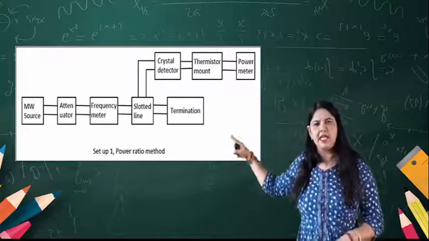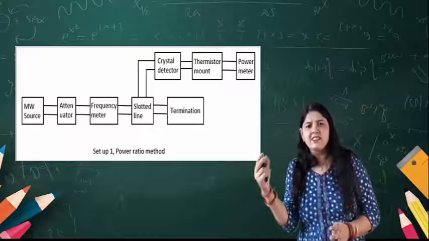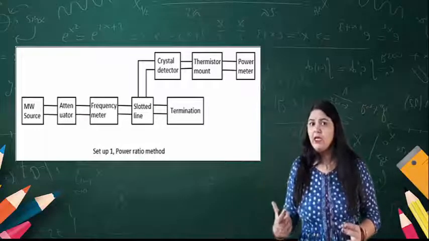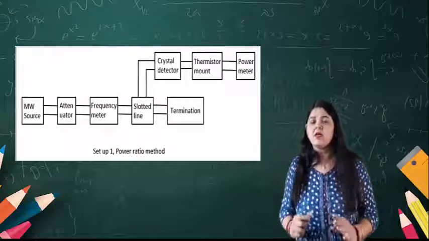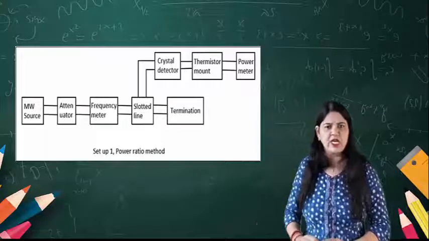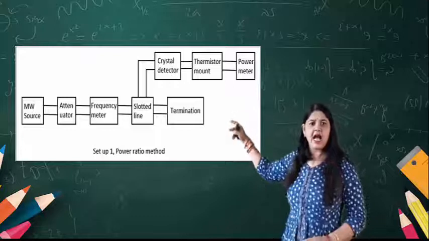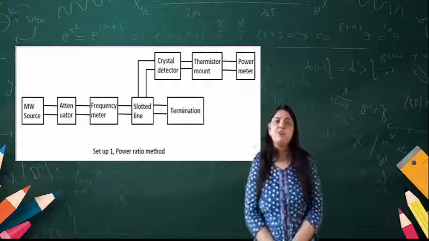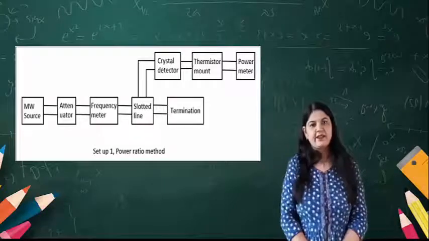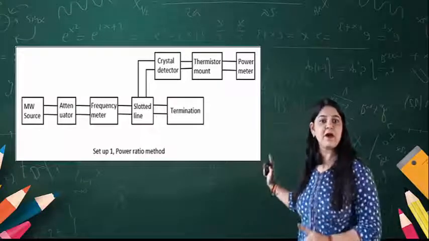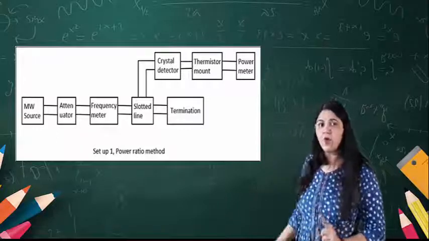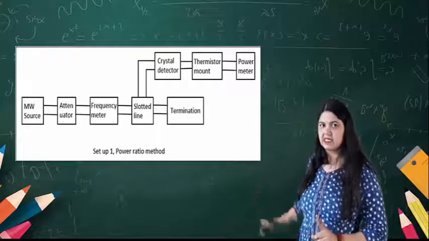On the other side of the slotted line, there is again a provision for connecting another component. Over here we only need to measure this attenuation value, so there is no need for that part, and I am connecting it with the matching load. That is why the matched load termination is connected. So this is setup number 1. In setup number 1, there is no device under test.